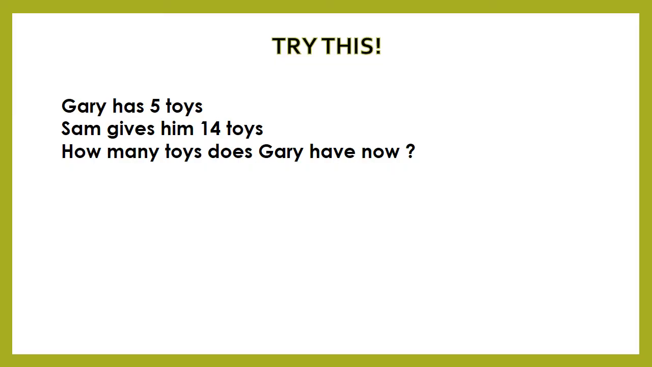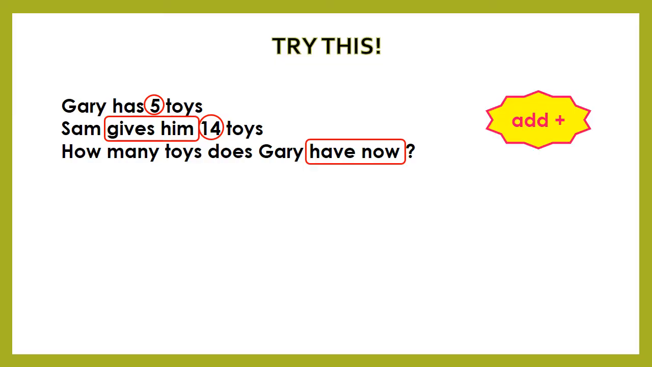Alright students, remember to highlight the numbers in the word problem. Here we have 5 and 14. And then we have to look at the words that can tell us to add. In this word problem, we can see gives him and have now. Gives him and have now means how many toys does Gary have altogether? That means we need to add 5 plus 14. Let's add the numbers by counting on using fingers.